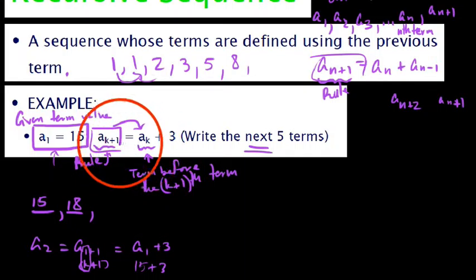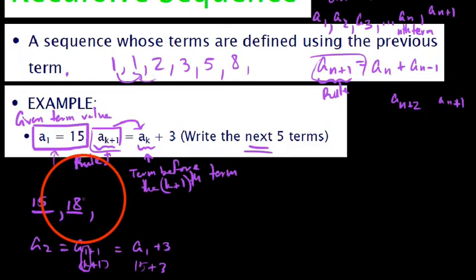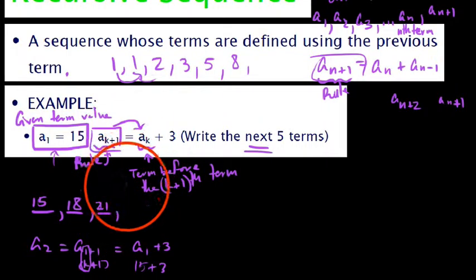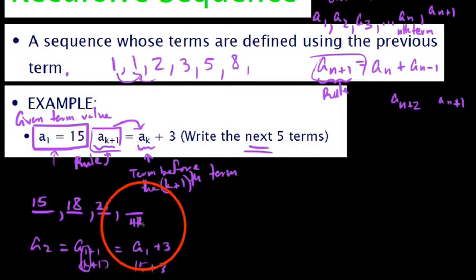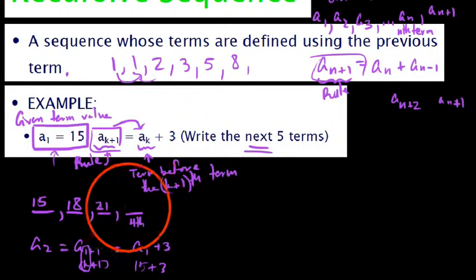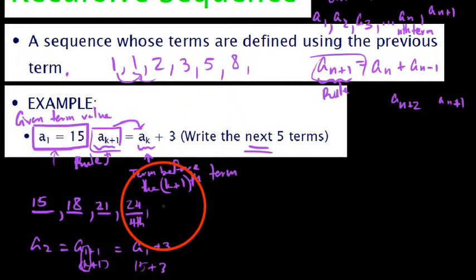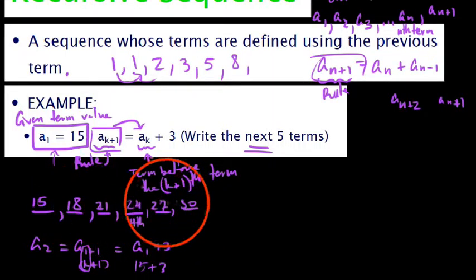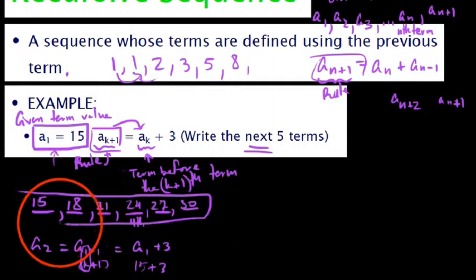My third term would be my second term plus 3. My second term has a value of 18, so 18 plus 3 is 21. My fourth term, which would really be my a3 plus 1th term, where k is equal to 3, would be my third term plus 3. So I add 3 and get 24. I add 3 to this, I get 27. I add 3 to this, I get 30. And those were the next 5 terms in this recursively defined sequence.